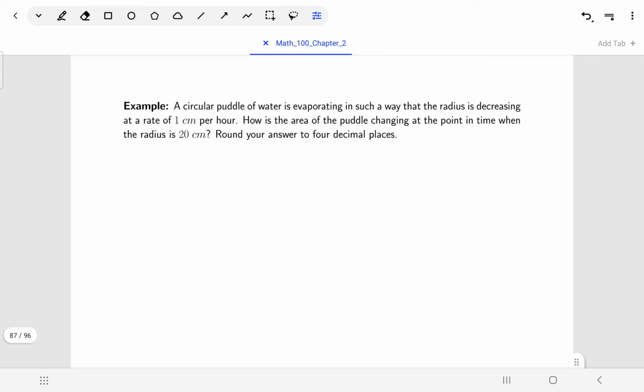Okay, I've got a circular puddle of water, and it's evaporating in a way where the radius is decreasing at this constant rate of 1 centimeter per hour. And I want to know how fast is the area of the puddle changing. First off, if it's a circular puddle of water, then we're going to be talking about a circle. And for circles, it's all in terms of the radius. The things that we know is that number one, the radius is decreasing at a rate of 1 centimeter per hour. That's a change in the rate of the radius with respect to time.